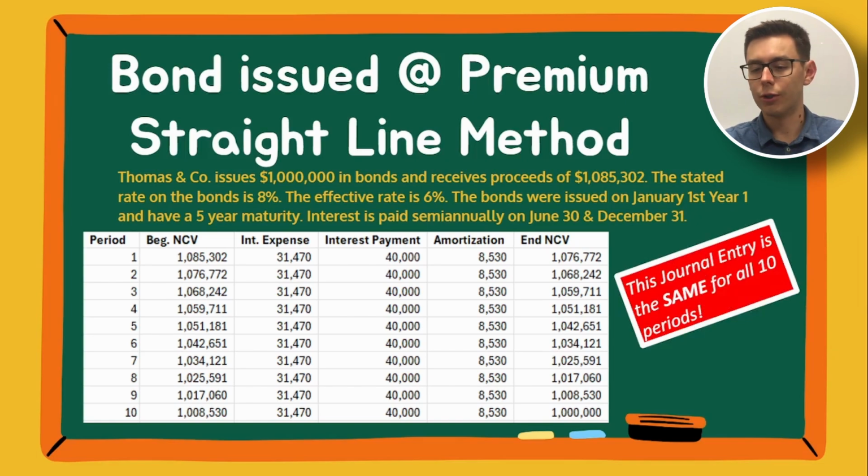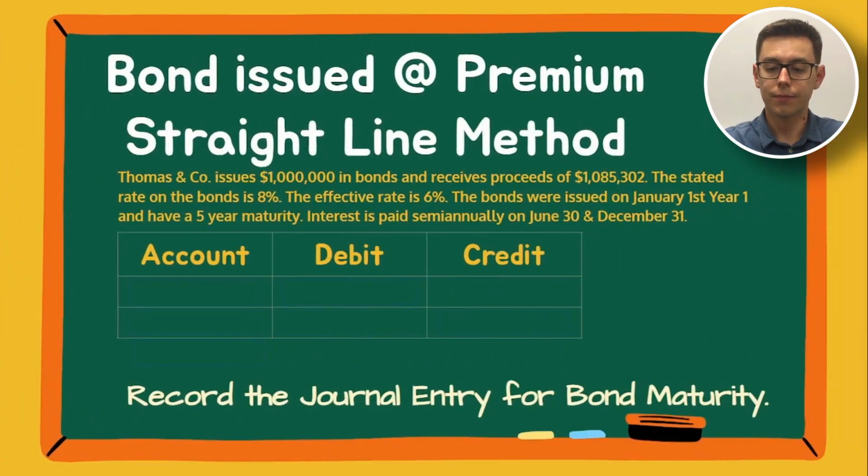I'll remind you one more time, the journal entry is the same for all 10 periods under the straight line method. Now we're going to record the journal entry for bond maturity. This is going to be pretty simple. We're just going to reverse what we did at the very beginning of the period.